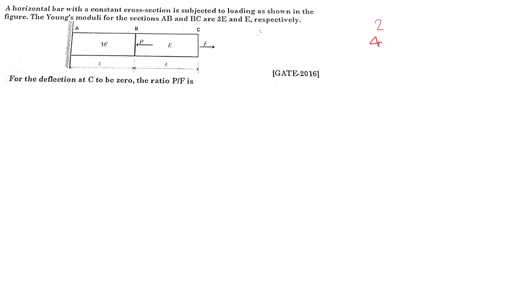Okay, now we'll start. So if there is any support, try to make the FBD from the free end. Okay, keep this in mind. So we'll start the FBD from here. First we'll draw the BAC part. Here F is there, and here we'll apply force F.